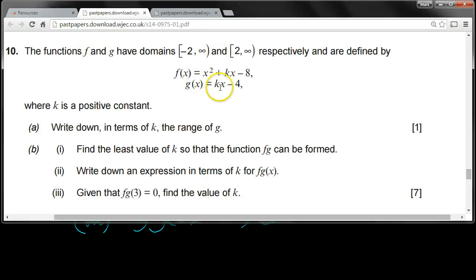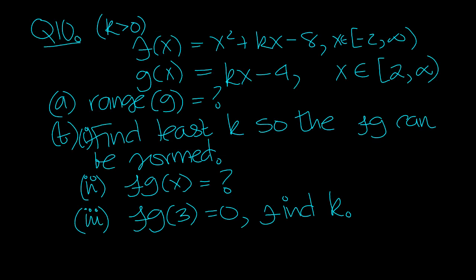Okay, here's the question then. So let's have a look at it. I've got it summarized here. So the range of G, first of all, is what it's asked for in part A.